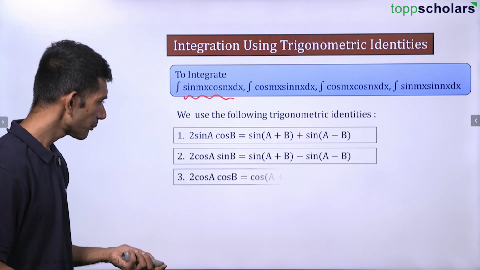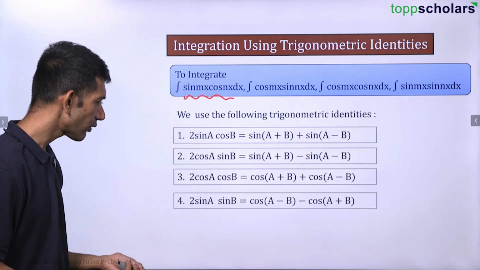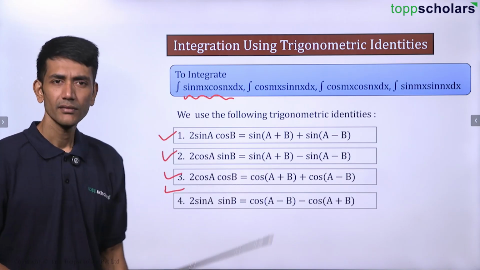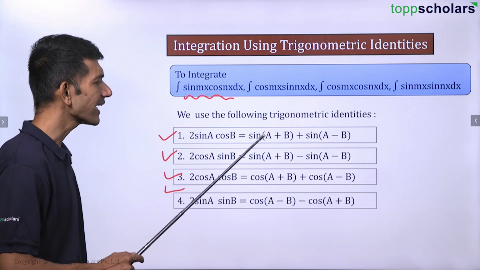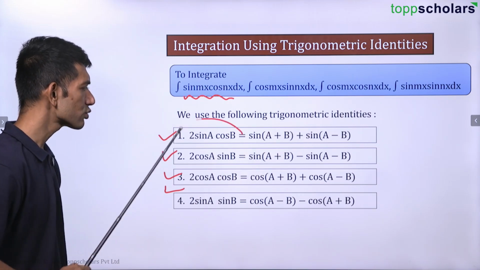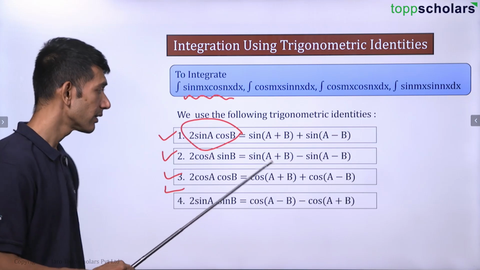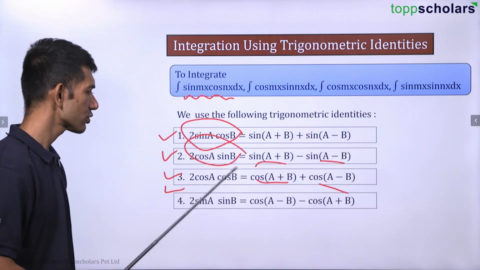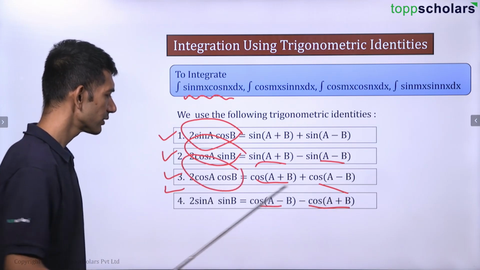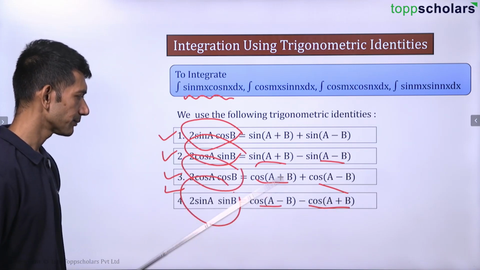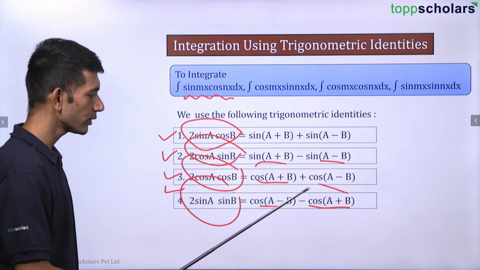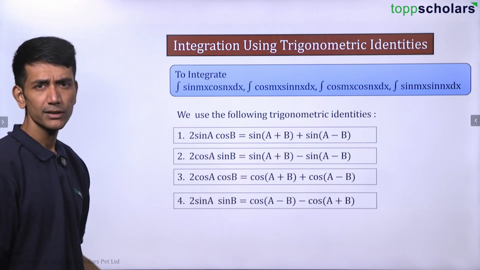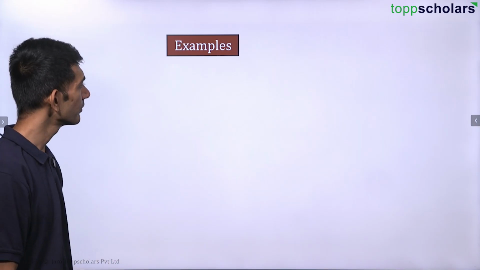Also, please make a note of all these formulae. You have already studied this in your 11th grade, haven't you? We know that sine of a plus b plus sine of a minus b is 2 sine a cos b. Then sine minus sine is 2 cos sine. Cos plus cos is 2 cos cos. And cos minus cos is 2 sine sine. Here the only difference is that first you get a minus b and then a plus b. This you already know. Make a list of this. Let's continue with the problems.